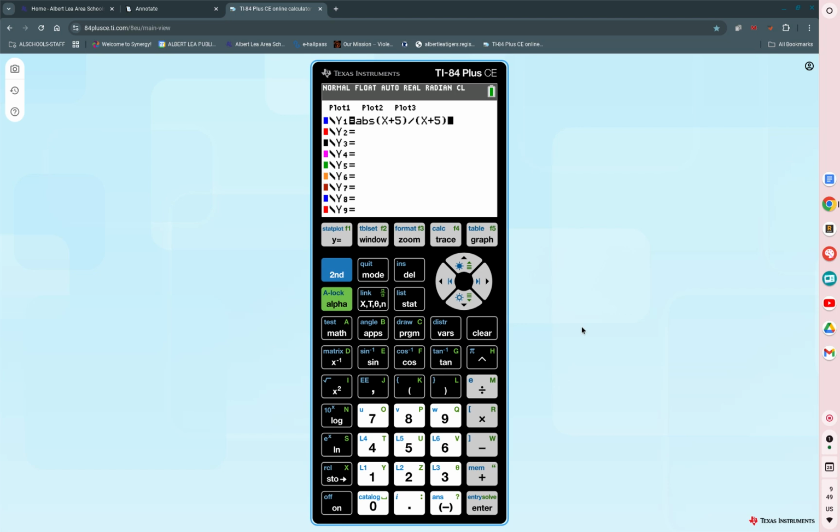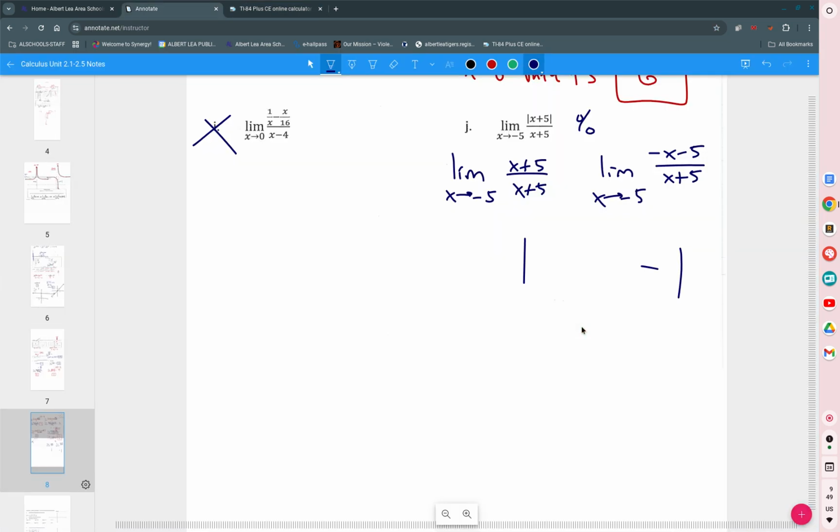And I'm going to consider the graph. And as you look, as x approaches -5, what's the limit from the left? -1. What's the limit from the right? 1. And that sets up with what I showed algebraically. And so what is the limit here? Does not exist. The left is not the same as the right. The limit does not exist.